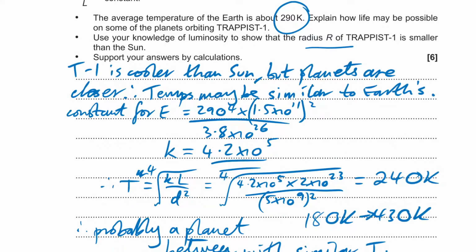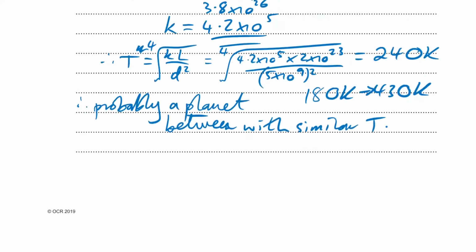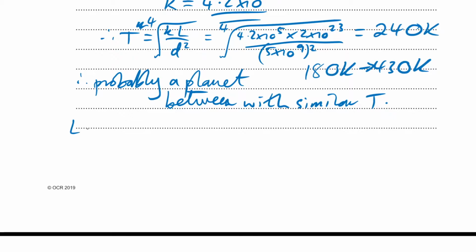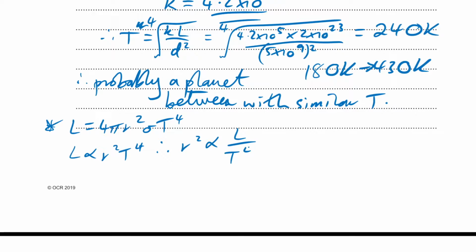Okay, so we dealt with the temperature side of things, but now we need to deal with the radius of this star. So radius is all to do with luminosity. So luminosity is equal to 4 pi r squared times Stefan's constant times temperature to the 4. A couple of ways we can do this. We can actually find the radius by doing the calculation, or we can just say that luminosity is proportional to r squared t to the 4. Therefore, r squared is proportional to L over t to the 4.